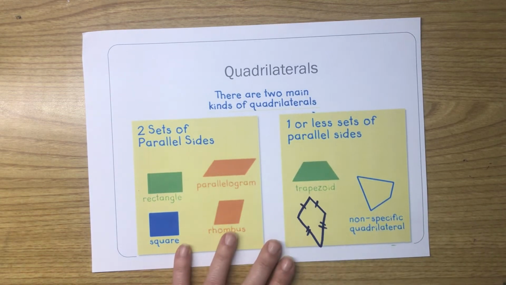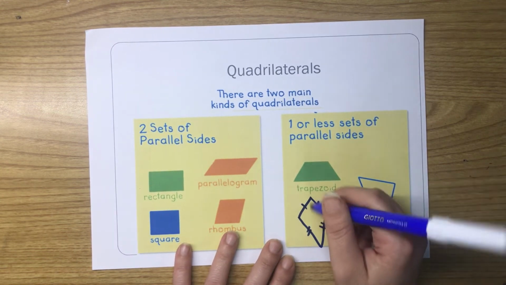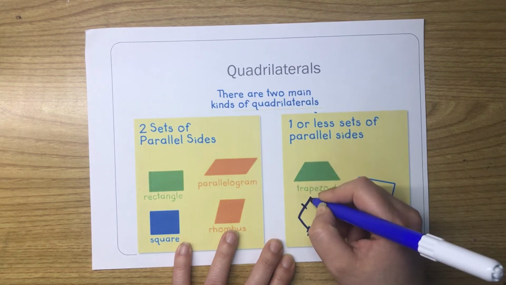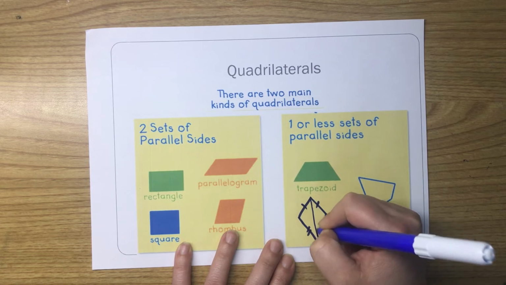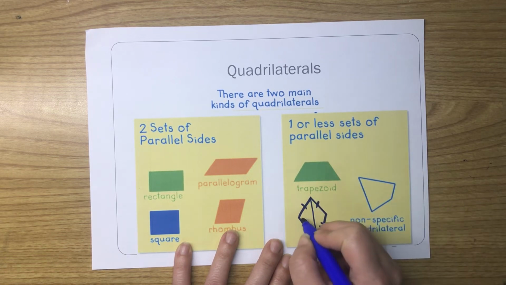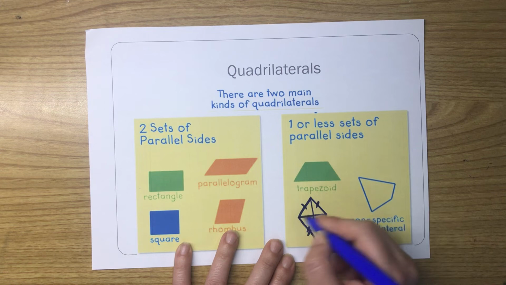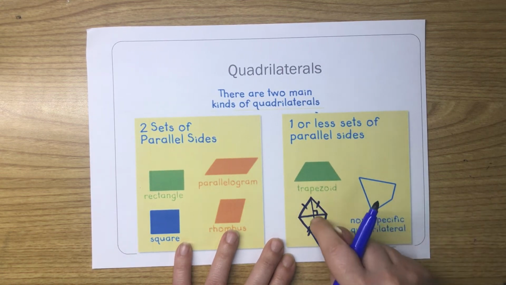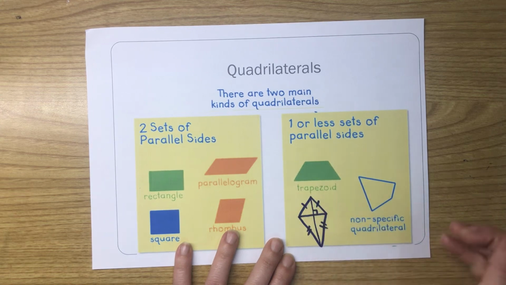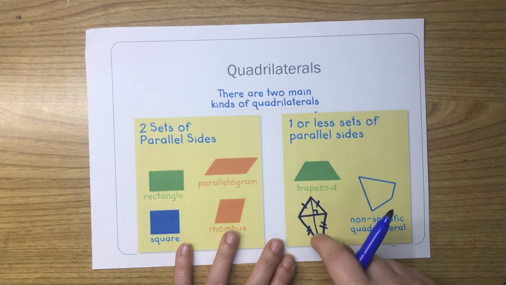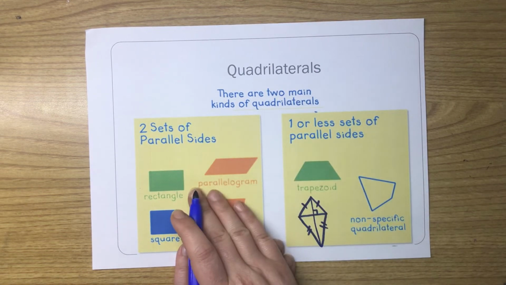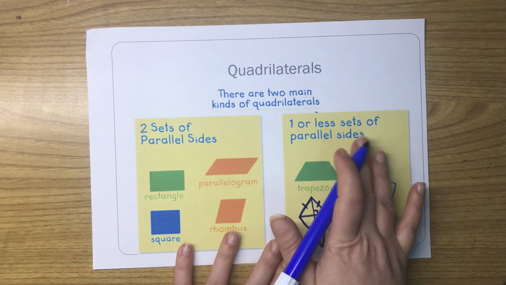Most kites have no parallel sides, okay? But the main characteristic of the kite is that when you draw the diagonal lines between the opposite angles, those diagonal lines form a 90 degree angle, so they are perpendicular to each other. So kites refer to this group.